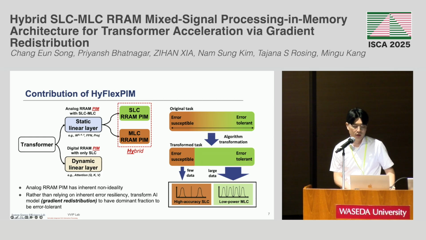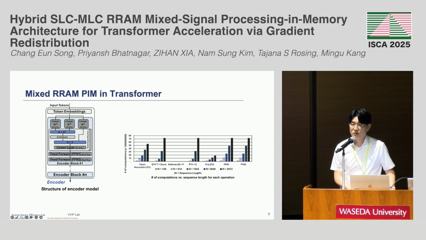Here, the analog RRAM PIM has its inherent non-ideality. So rather than relying on inherent error resiliency, we try to transform the AI models so that the dominant fraction is error tolerant by using our proposed gradient redistribution technique. By doing so, we can now store the dominant fraction of the weights in the efficient multi-level cell instead of using the single-level cell.